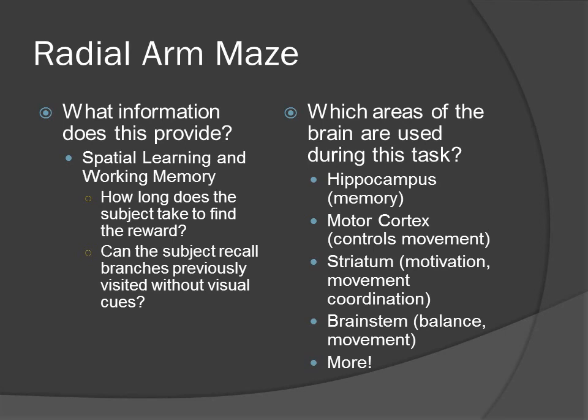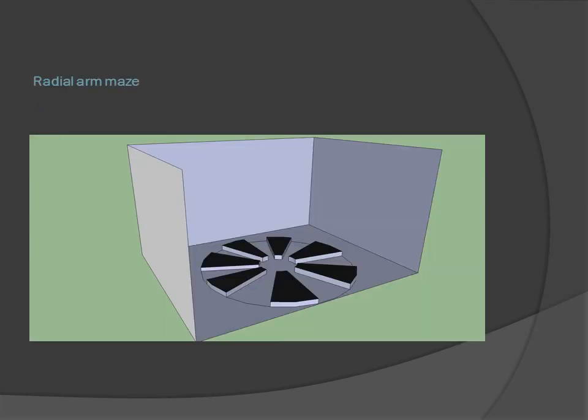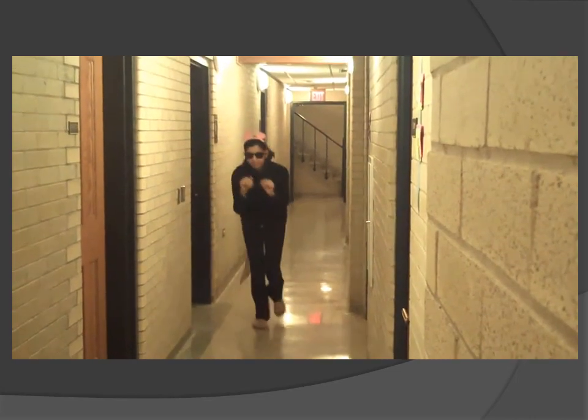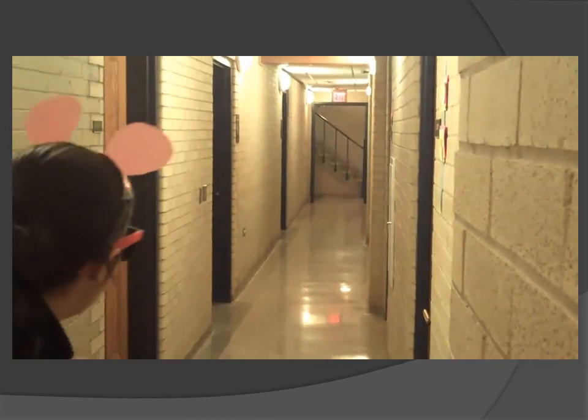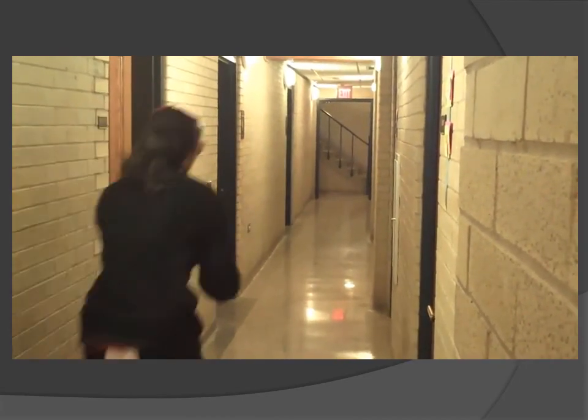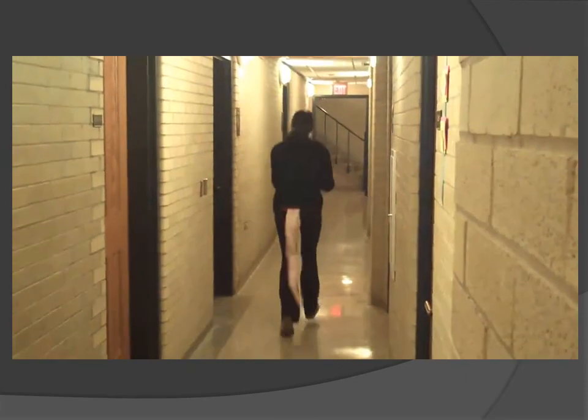cortex, striatum, and brainstem. This is a diagram of a radial arm maze. Here, you can see an animal going to a chamber where she finally locates the reward.